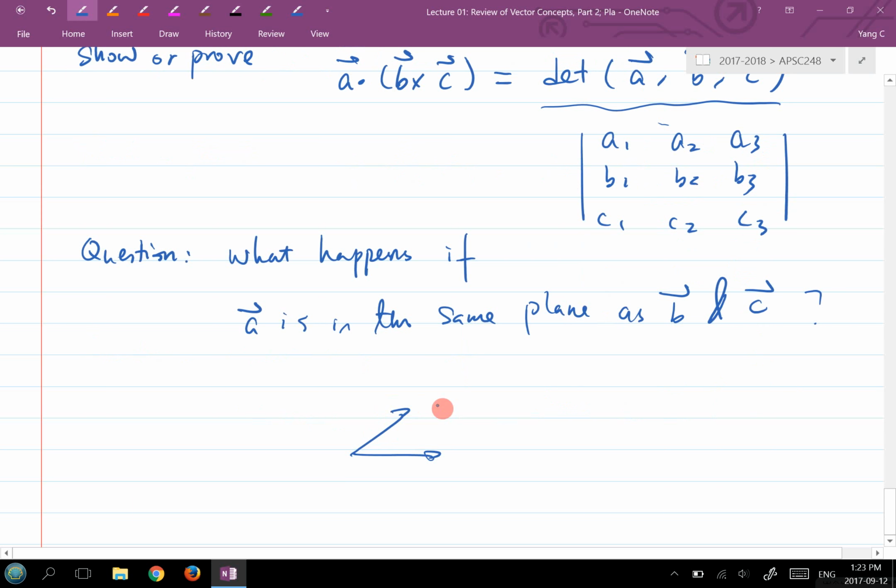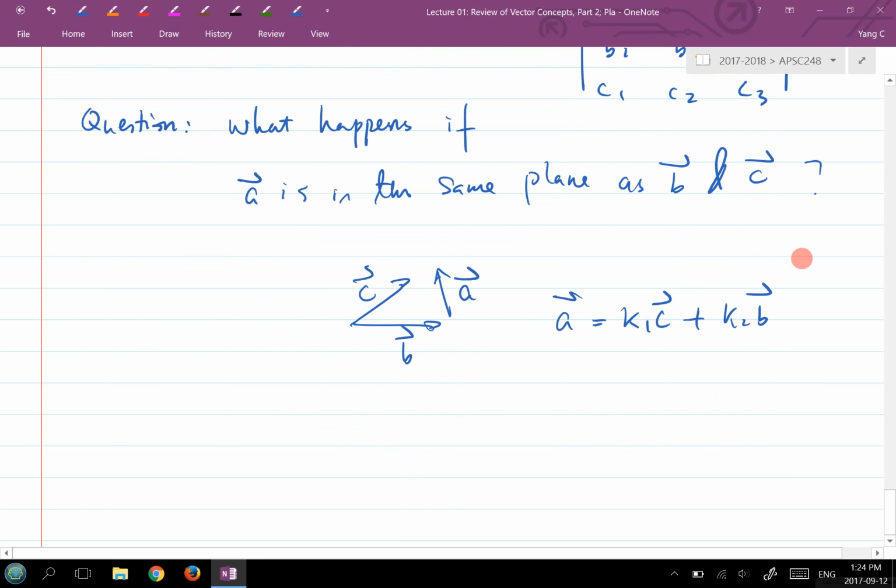If you have vectors A, B, C all in the same plane, you can always write A as a combination of B and C, or C as a combination of A and B. So the rows here are not independent anymore, they're dependent. If one row can be expressed as a combination of the other 2 rows, then the determinant must be 0. That's just a side observation here. All right, good.